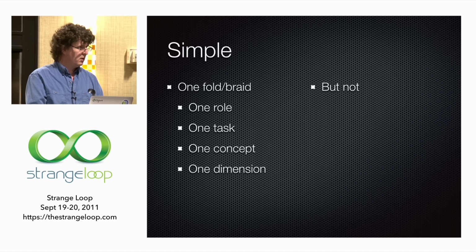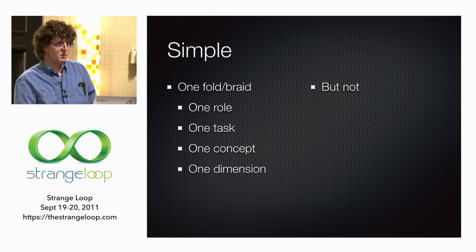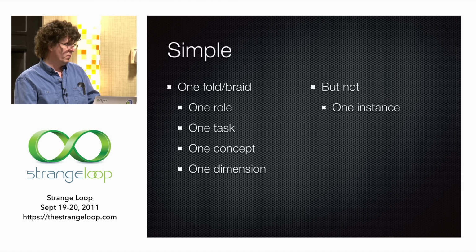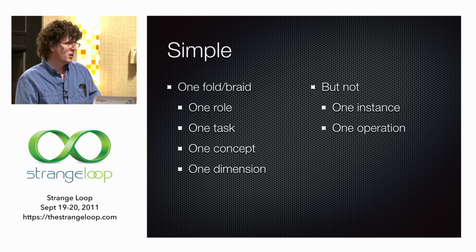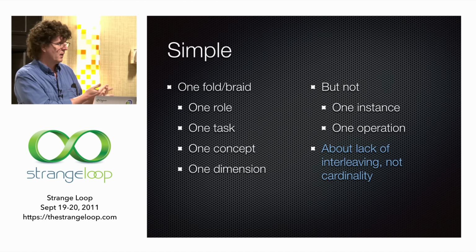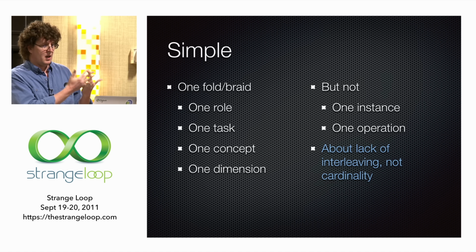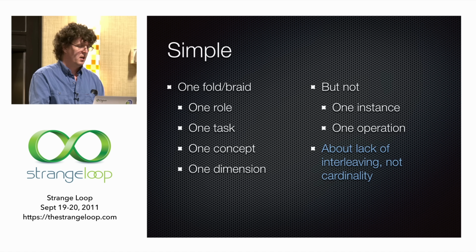On the other hand, we can't get too fixated about one. In particular, simple doesn't mean that there's only one of them, right? It also doesn't mean an interface that only has one operation. So it's important to distinguish cardinality, counting things, from actual interleaving. What matters for simplicity is that there's no interleaving, not that there's only one thing. And that's very important.